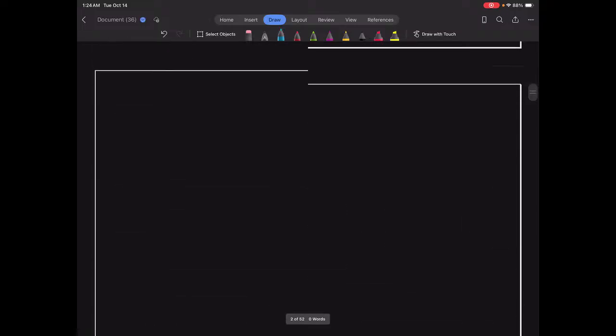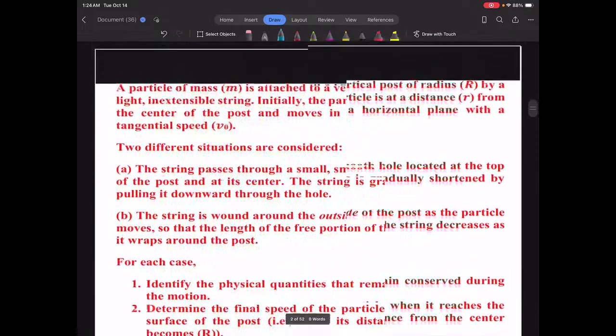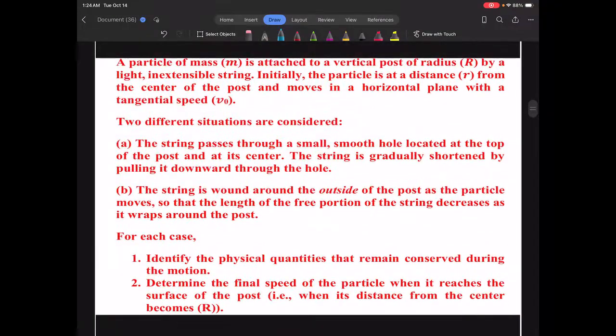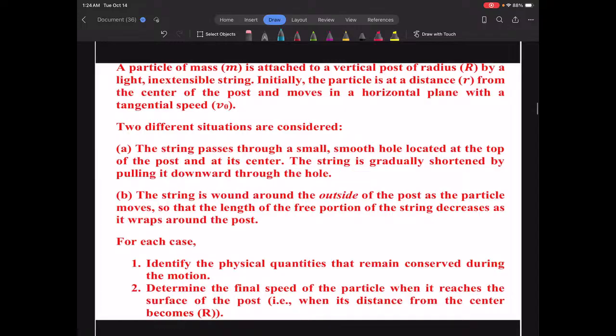We come to the next question, and it states that a particle of mass m is attached to a vertical post of radius r by a light inextensible string. Initially, the particle is at a distance r from the center of the post and moves in a horizontal plane with a tangential speed v0.